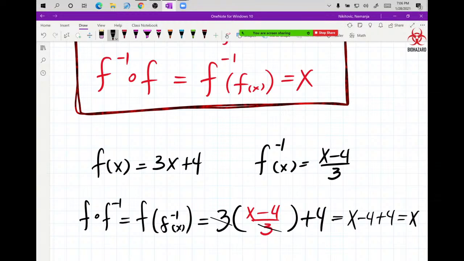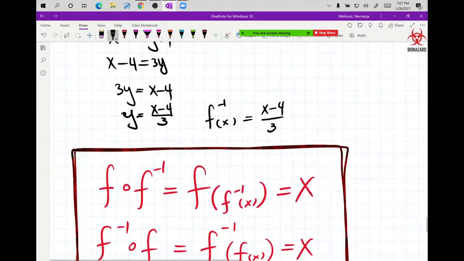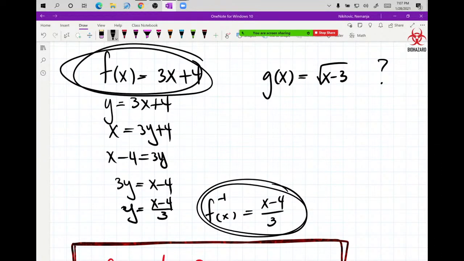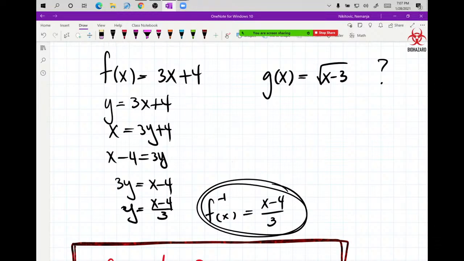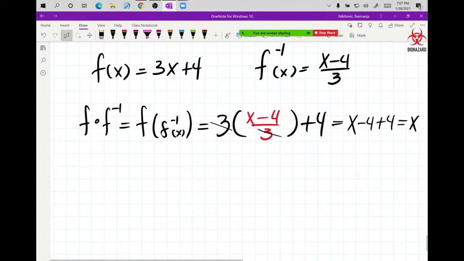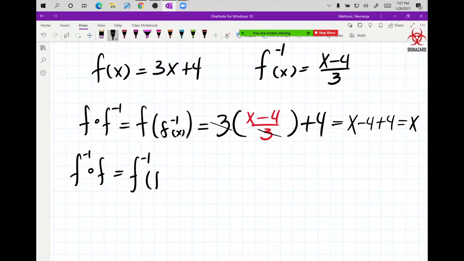So we just confirmed what we knew, because we got this inverse from this function using the proper procedure. So we know it's an inverse. But we can also use the red formula here to confirm that. Now let's go the other way. Compose it backwards. But don't you need to already know the inverse of that function to do this formula? That's correct, yes.